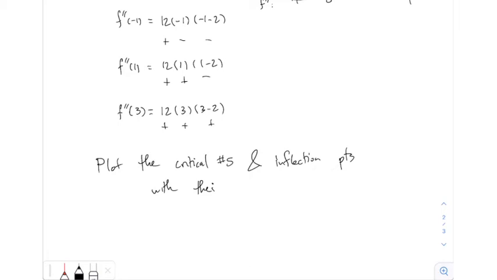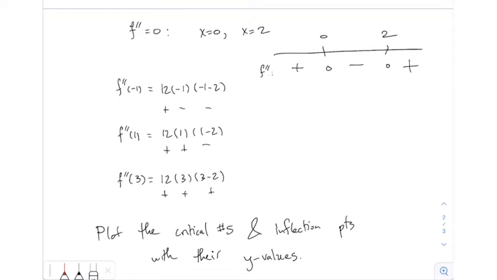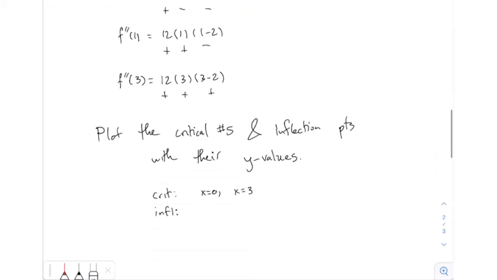Plot the critical numbers and the inflection points. I will just remind us, our critical numbers in this case were x equals 0, x equals 3, right? And our inflection points, I didn't say this before, these are 0 and 2, where the concavity switches from being concave up to concave down. That's called an inflection point. So the inflection points here are x equals 0, x equals 2.